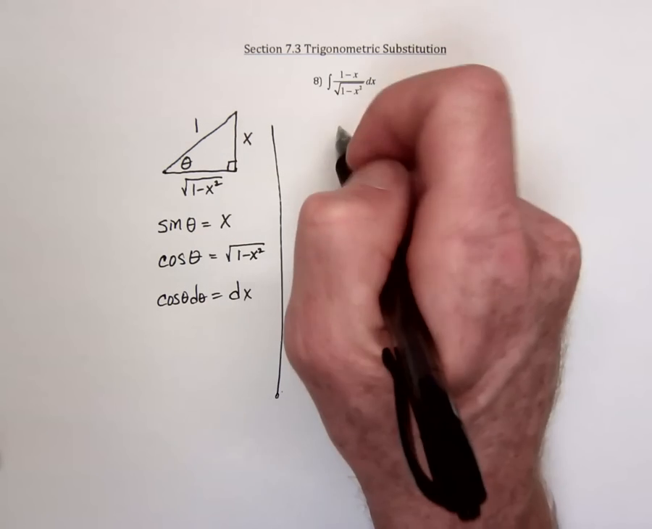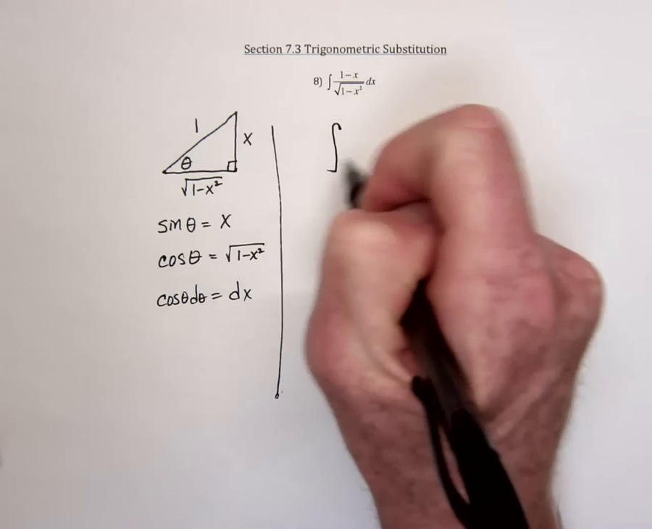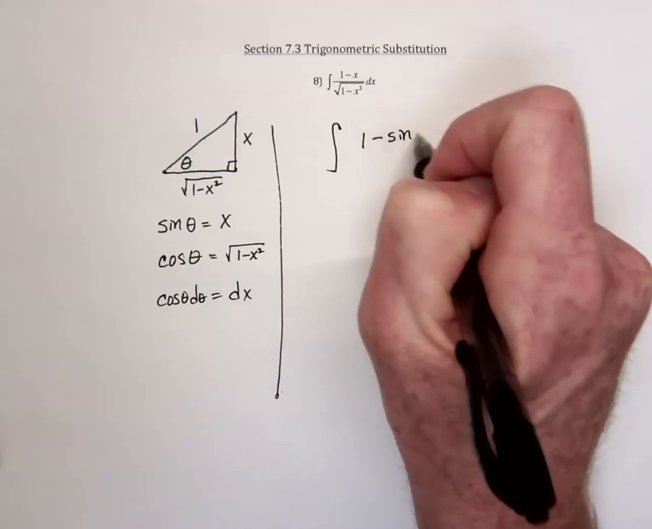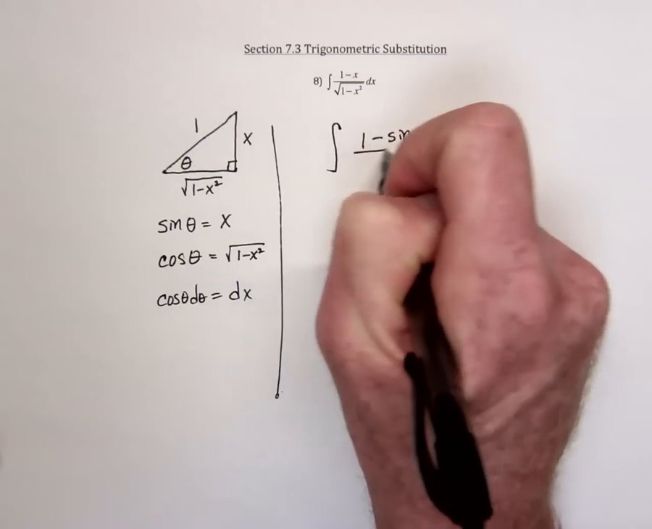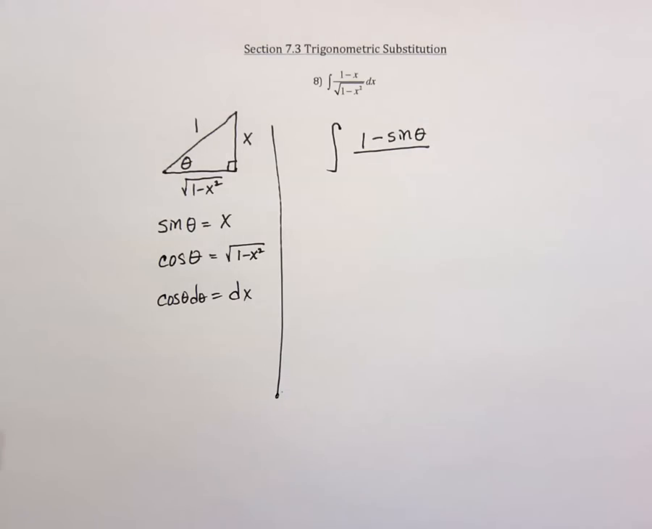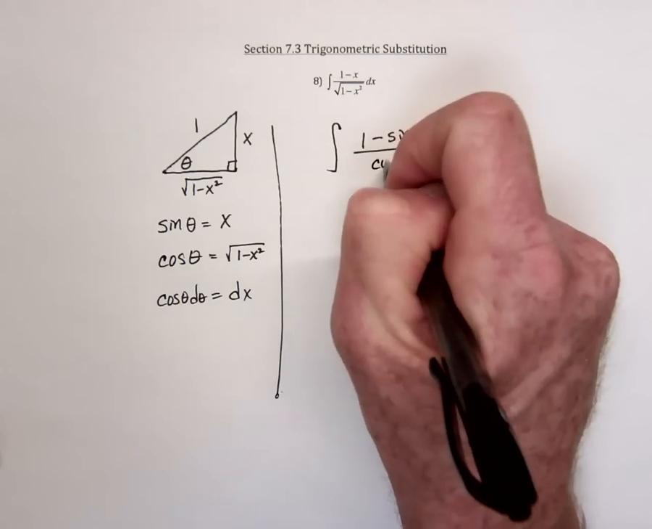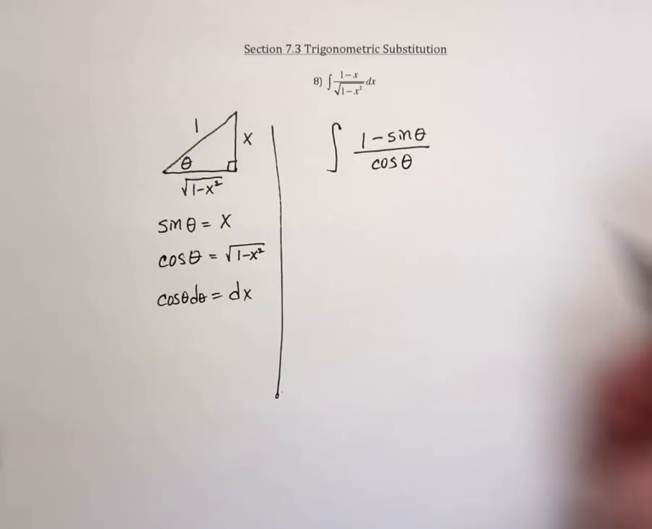Now start the substitution part. So integrate 1 minus x gets replaced with sine of theta. The radical gets replaced with cosine of theta. That right there would be a fun integral.